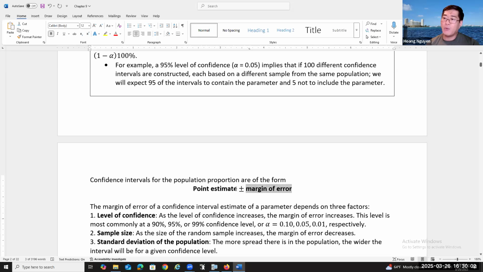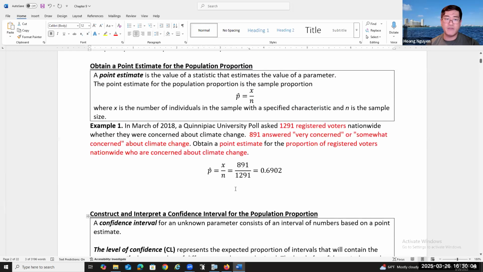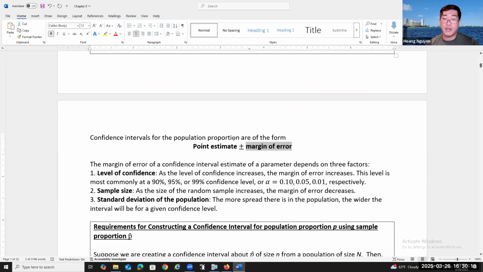So the point estimate, we got the idea, right? We got the definition for the point estimate. The point estimate is the value of a statistic that estimates the value of a parameter. So the point estimate for the population proportion is the sample proportion. If you want to estimate the population proportion, we're going to use the sample proportion as a point estimate. Now, how are we going to calculate the margin of error, E?